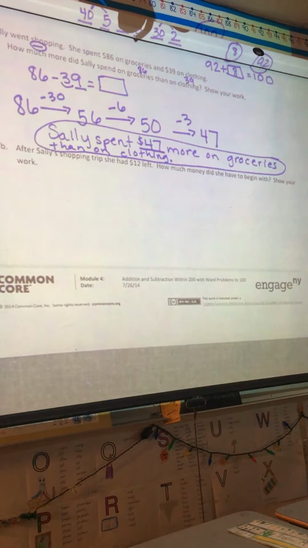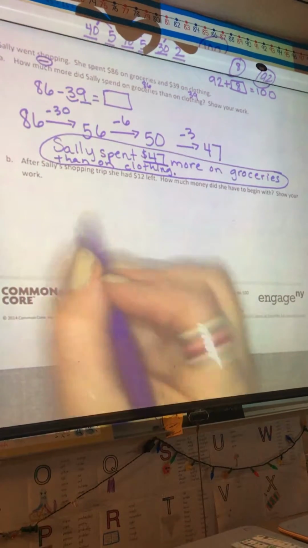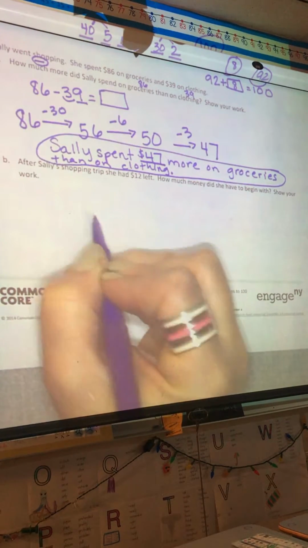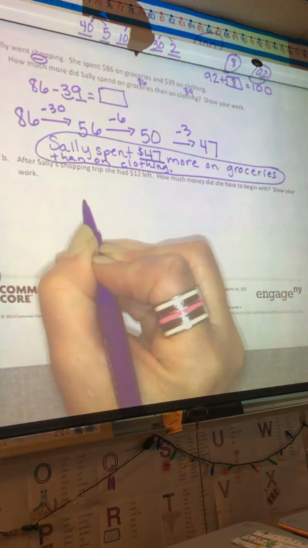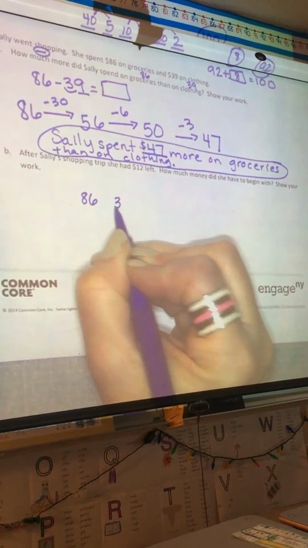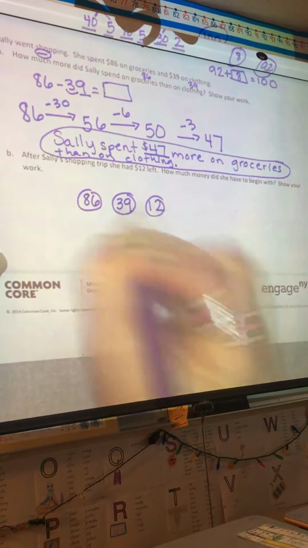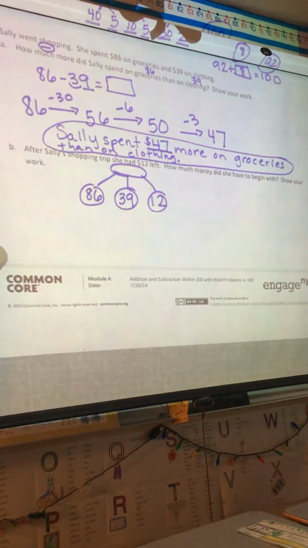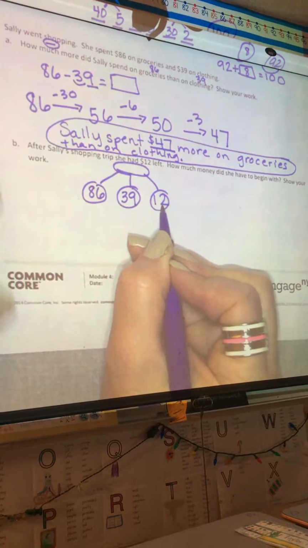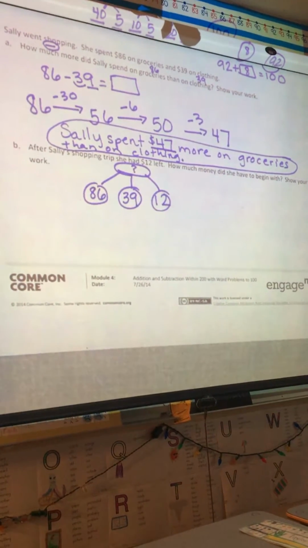Letter B, after Sally's shopping trip, she had $12 left. How much money did she have to begin with? So I know that at the beginning of the shopping trip, Sally had the amount of money that she spent on groceries, which was $86, and she also had $39, and then at the end she had $12 left. So she had these 3 amounts to begin with. She had 86 plus 39 plus the amount she had left over, which is $12. So when I add those together, it's going to help me to figure out what she had to begin with.